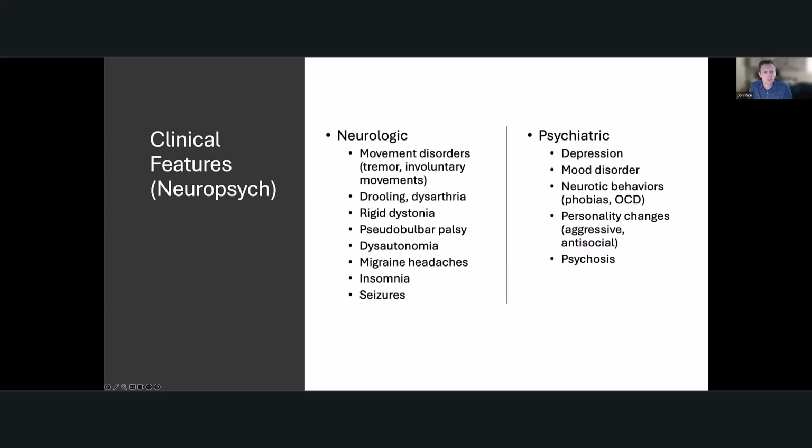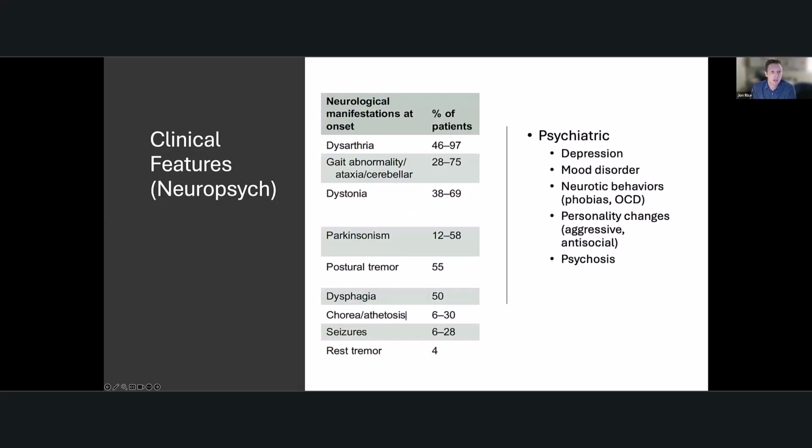As for clinical features, neurologically this tends towards movement disorders or almost Parkinsonian-like symptoms, with tremors, involuntary movements, drooling, dysarthria, rigid dystonia, pseudobulbar palsy, dysautonomia, but even more nonspecific things like migraines, insomnia, and seizures. Most commonly, when patients present with neurologic symptoms at onset, dysarthria, gait abnormality, ataxia, dystonia, Parkinsonism, postural tremor, and dysphagia are the more common ones, compared to the less common chorea or resting tremor, but it can obviously present in a lot of different ways.